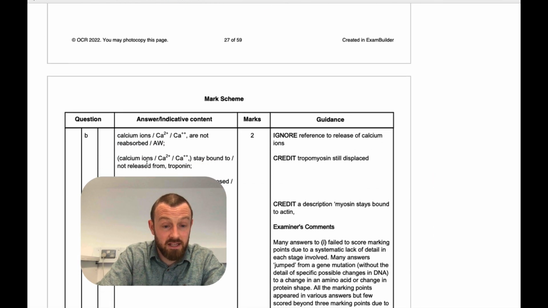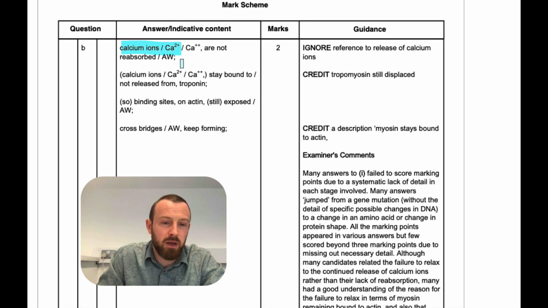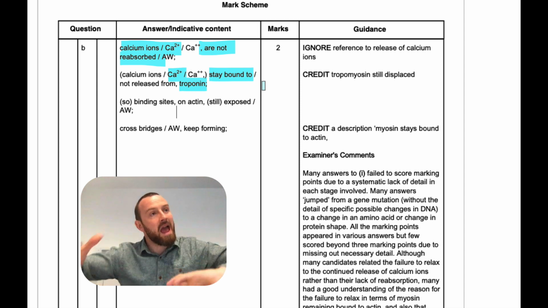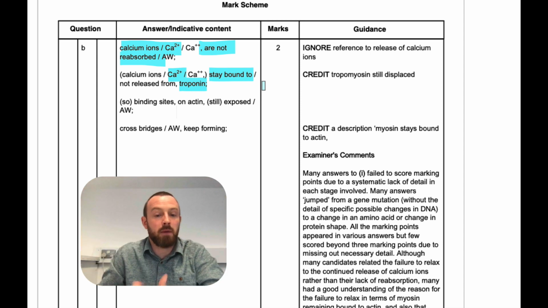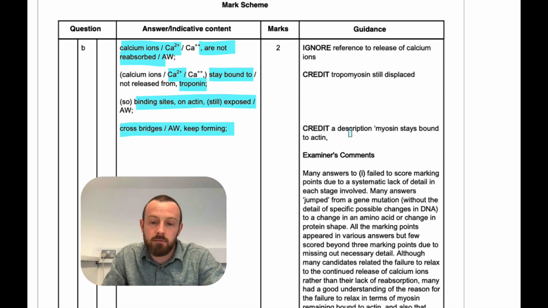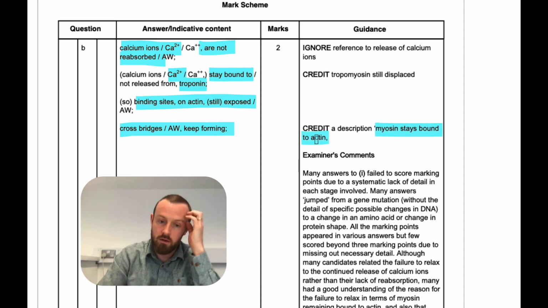The mark scheme says calcium ions, or Ca2+, it would be better, are not reabsorbed. So the calcium ions stay bound to troponin, which means that tropomyosin will still be shifted away from the binding sites. So the binding sites are still exposed, which means cross bridges keep forming, or you could have said myosin stays bound to actin and continues to move along the actin fiber.